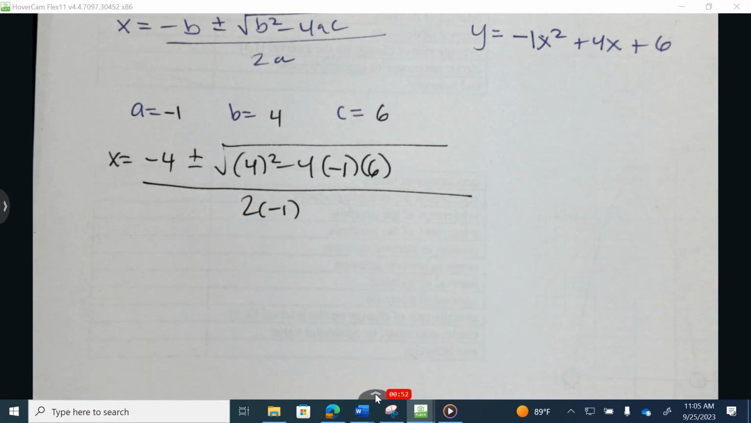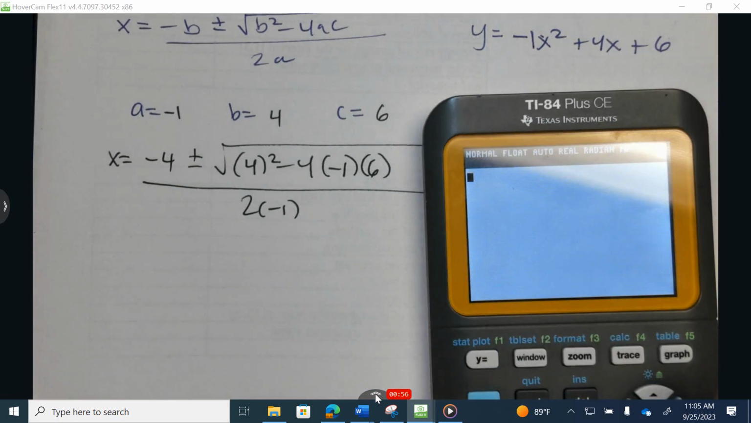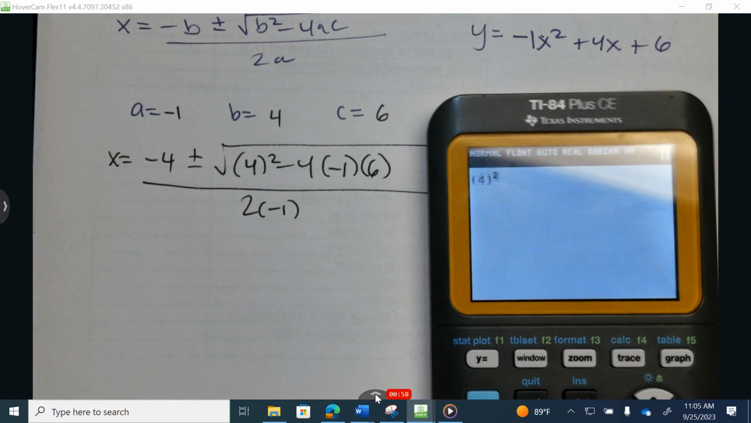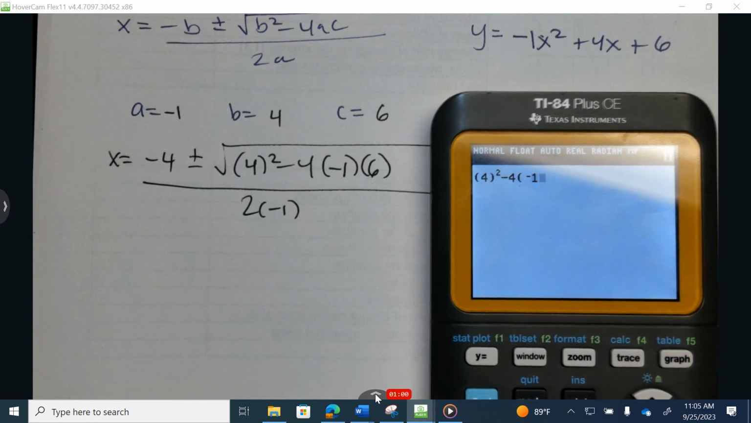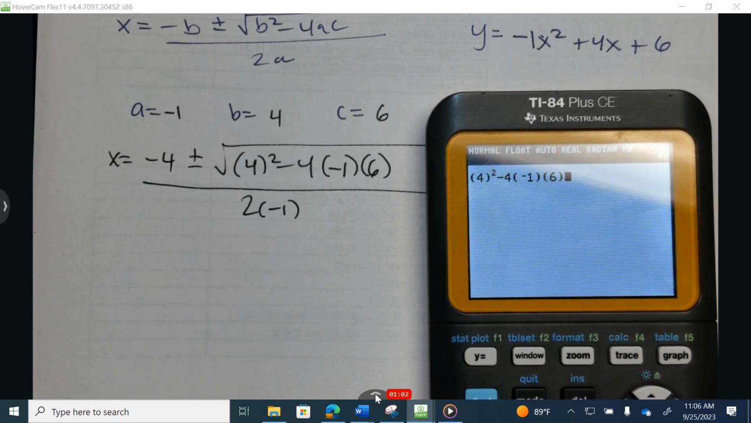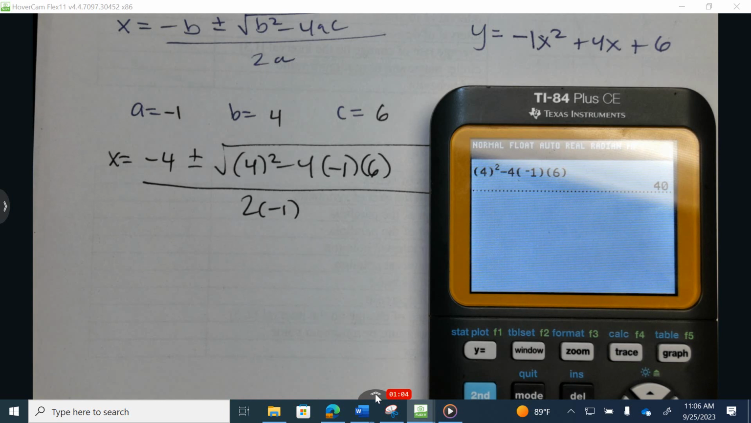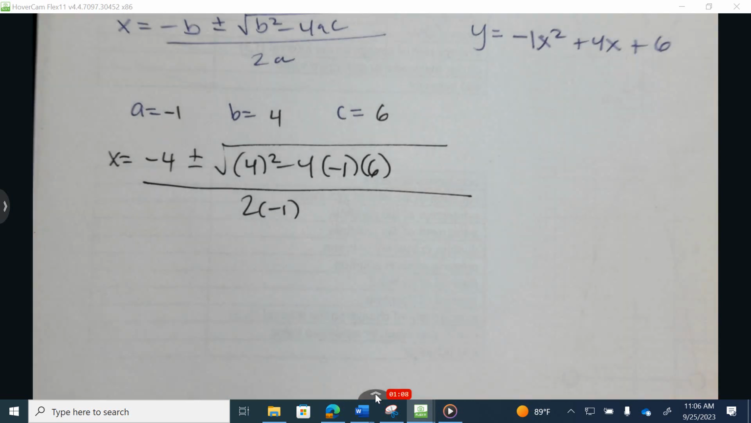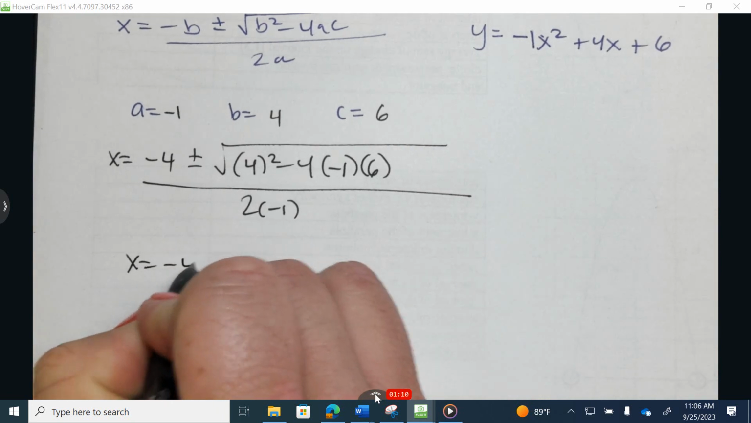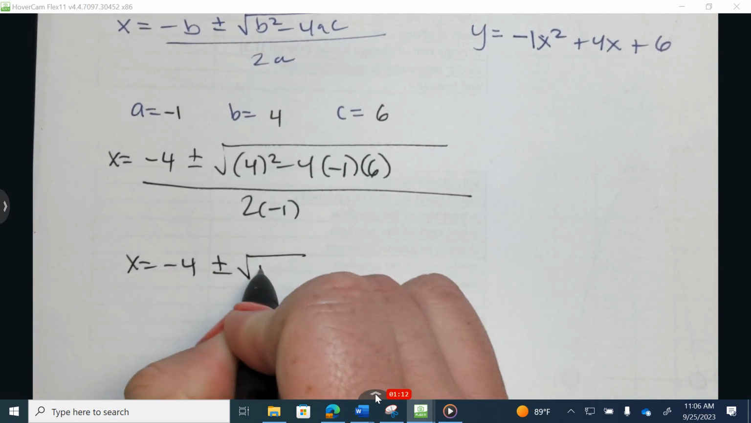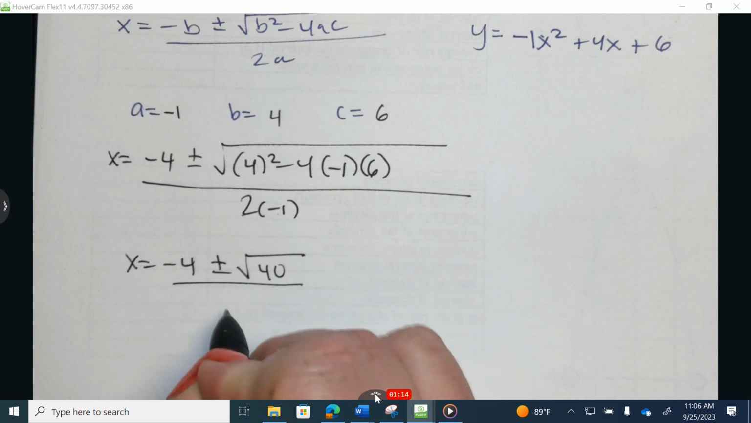Now I'm going to use a calculator to only take care of the business that's underneath the radical. So I grab my calculator and I do 4 squared minus 4 times a times c, and I get an answer of 40. Can you raise your hand if you also achieved an answer of 40 before you broke it down? Okay? So now I have x equals -4 plus or minus the square root of 40 all over -2.